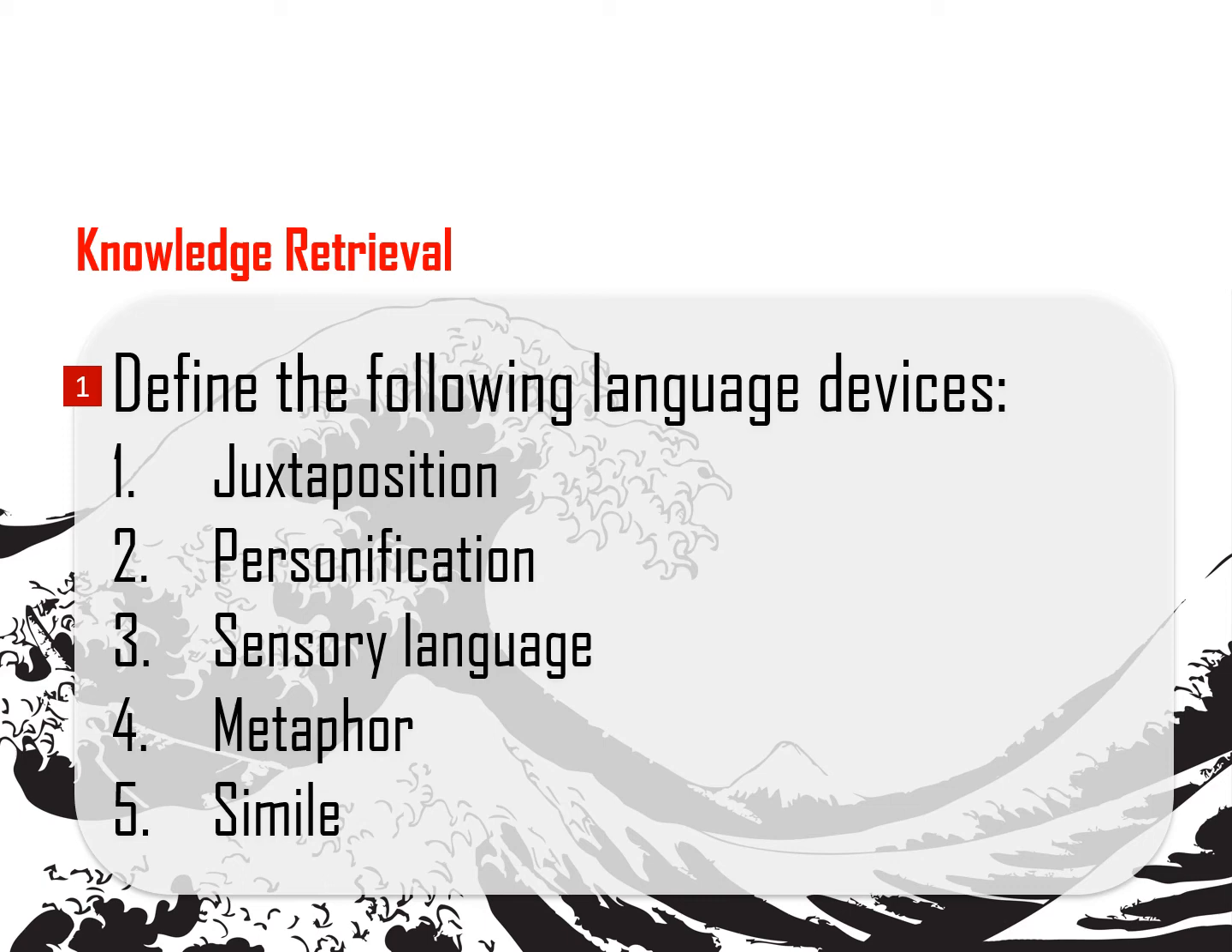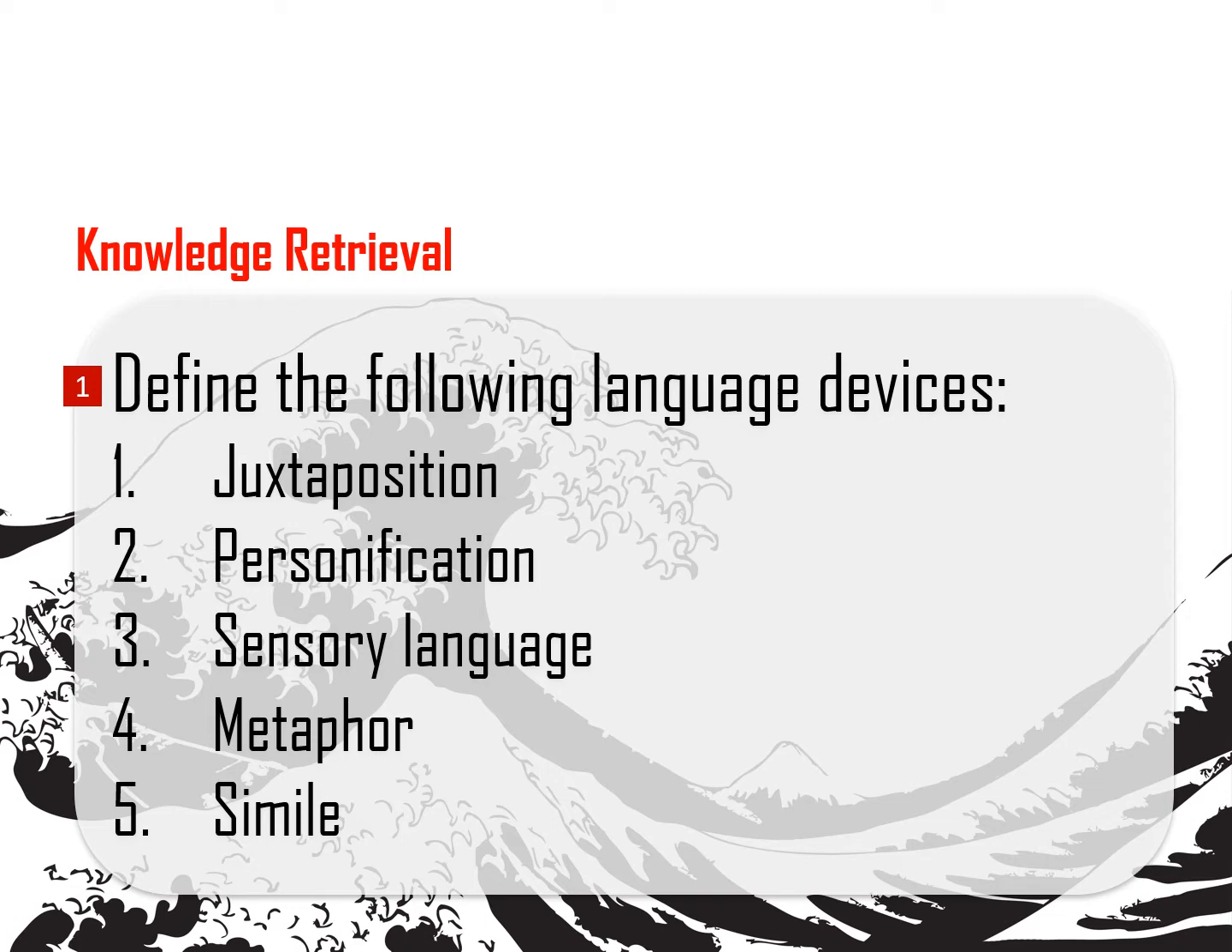To start off with, a knowledge retrieval task. Here are 5 language devices that we've come across whilst we've been studying Voyagers. I'd like you to tell me what they are. What does juxtaposition mean? What is personification? What is sensory language? What is a metaphor?